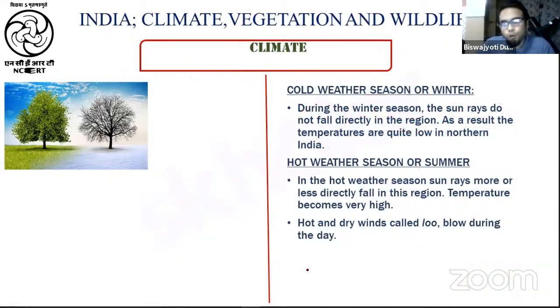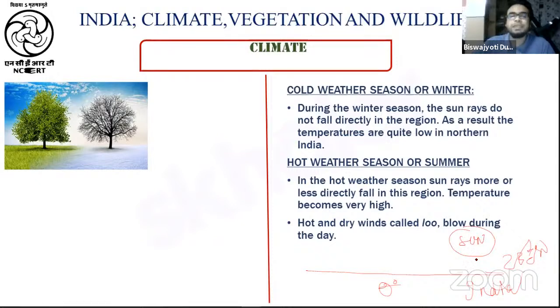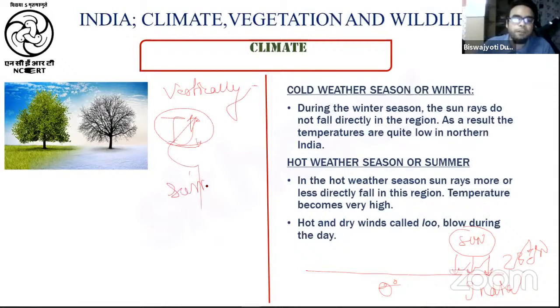Because of this, if you notice this diagram again, 0 degree, here we have India, that is your 23.5 north, right? So here now the sun will be present here, and because of this in India we will see that the sun rays are falling vertically. And meaning what? If the sun rays are falling vertically, your temperature will also increase, meaning we will have what kind of season? We will have summer season. Understood? So in the hot weather season, the sun rays more or less fall directly in the region, and because of that reason, your temperature will be high.